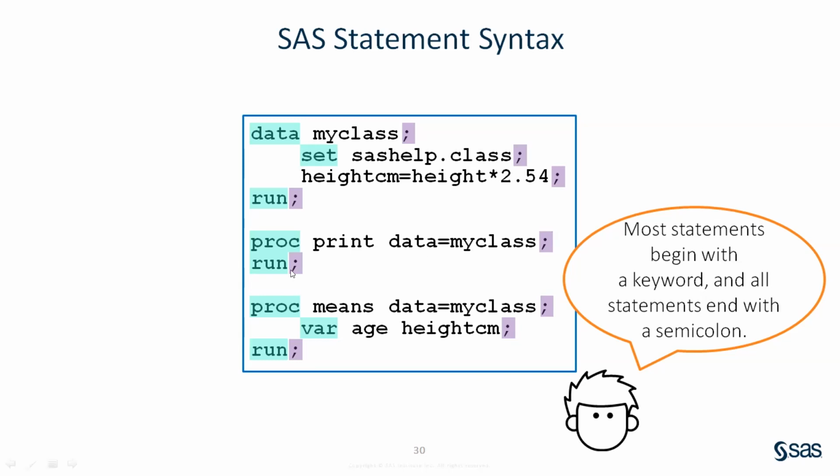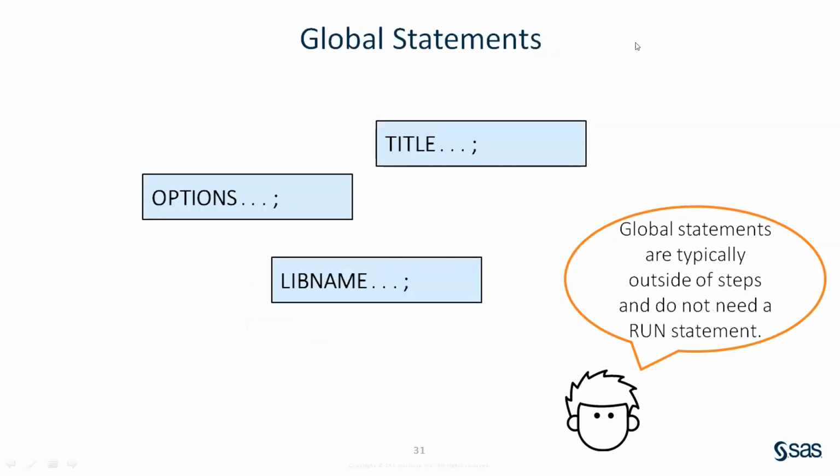Same thing here is a program which is starting with an identifying keyword, it's ending with run. Run indicates end of your step of this program, which is data step, and every statement ends with a semicolon. It's beginning with mostly identifying keywords. All fine? Okay, so along with your data and proc steps, we are also going to use certain global statements like title, options, and libnames.